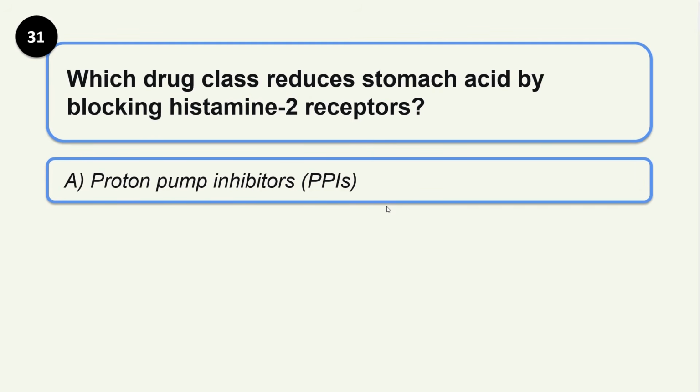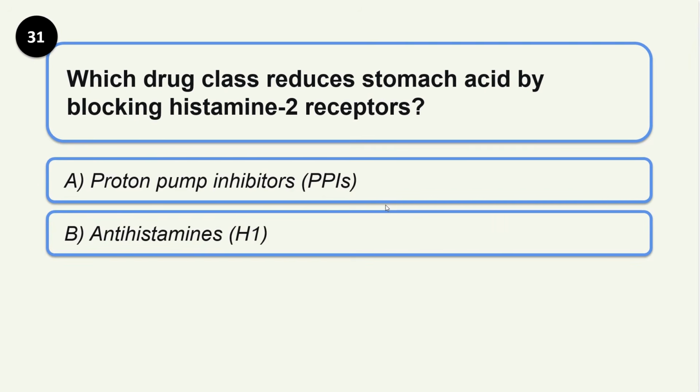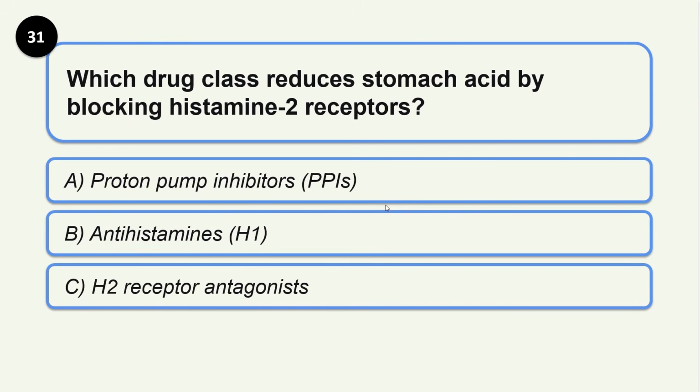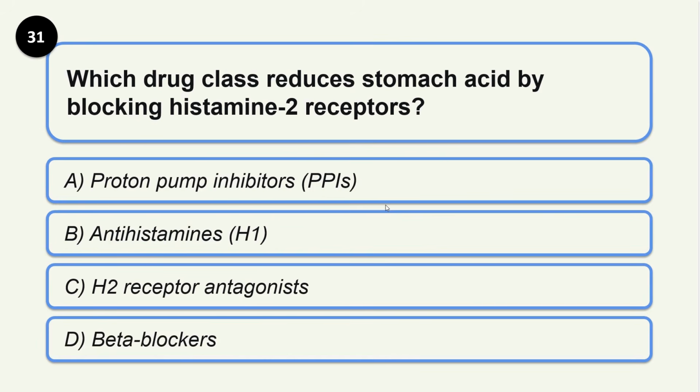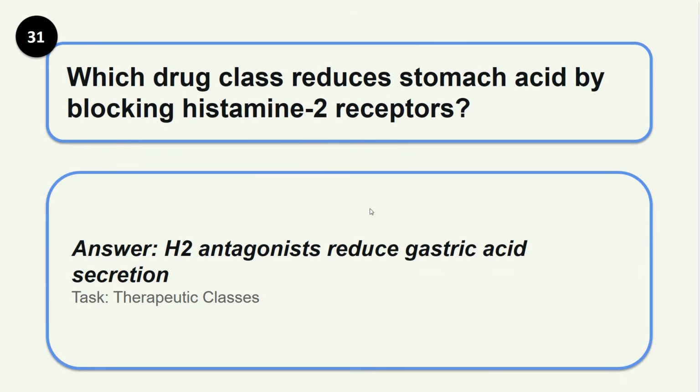Next, which drug class reduces stomach acid by blocking H2 receptors? A. Proton pump inhibitors, B. Antihistamines, C. H2 receptor antagonists, D. Beta blockers. The correct answer is H2 receptor antagonists. They block the H2 receptor, and that reduces the stomach acid. They are known as H2 receptor antagonists.